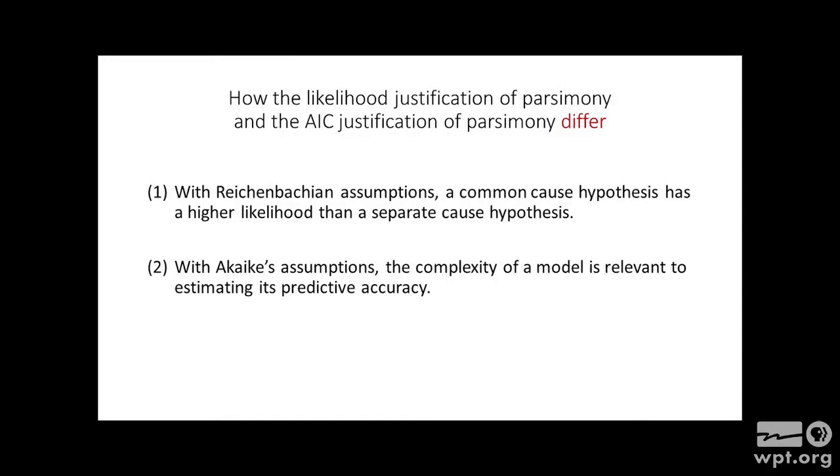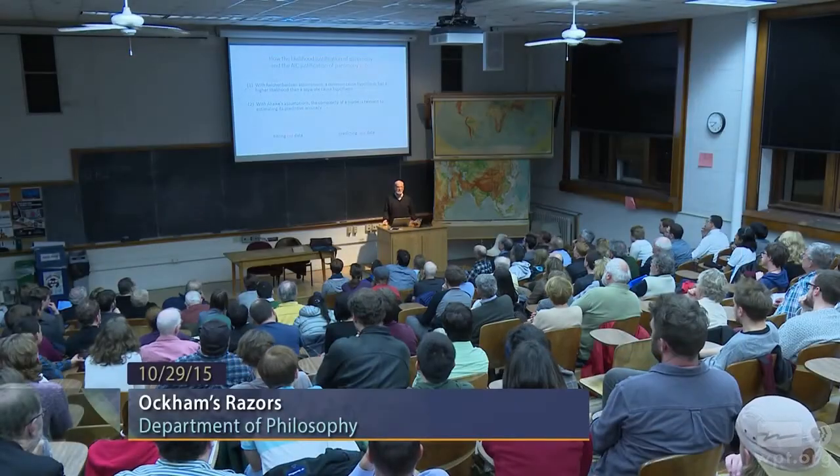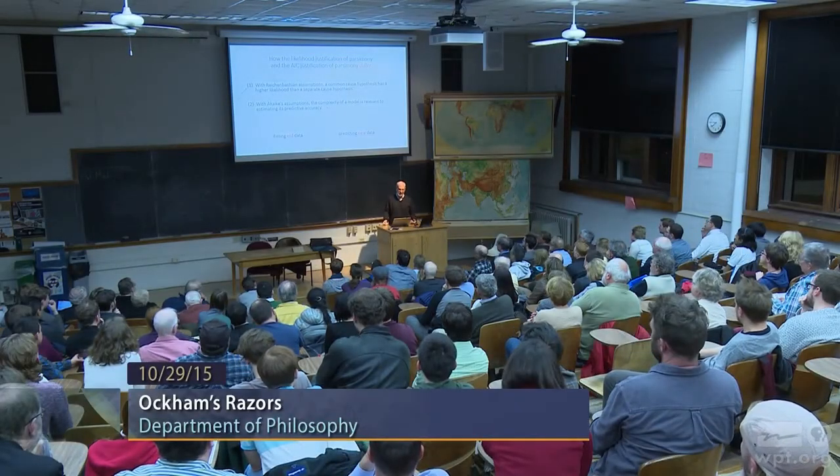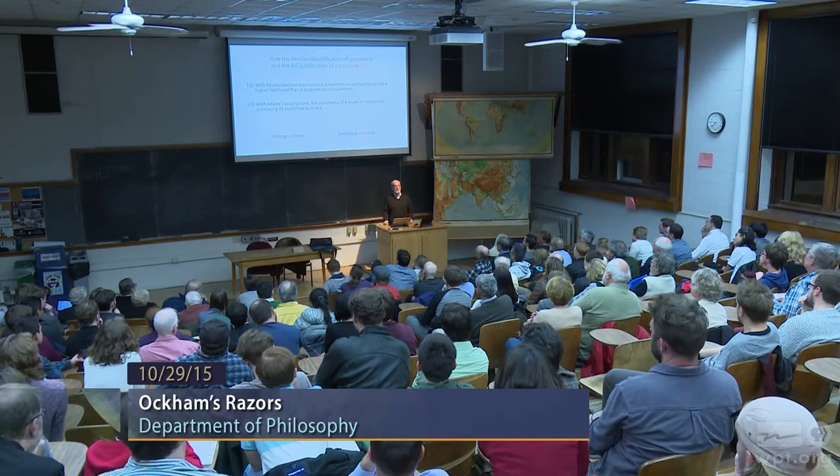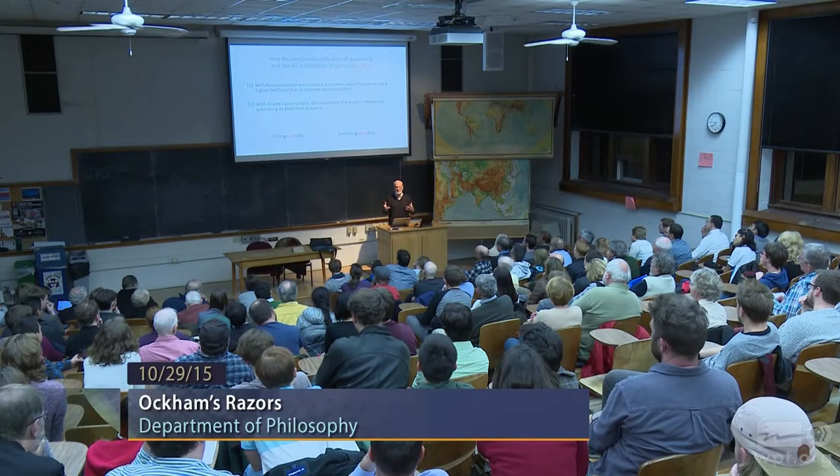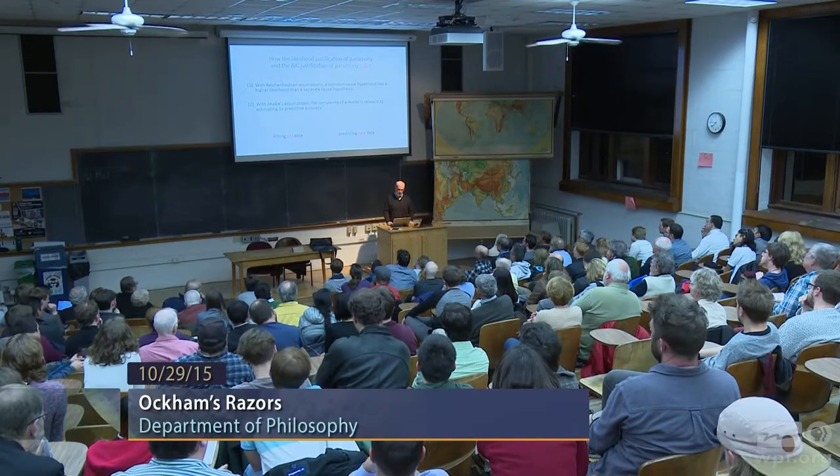How do they differ? Well, we have likelihood being the story that's going on in the Reichenbach common cause, separate cause thing, whereas in the AIC thing, we've got the complexity of a model being relevant to estimating predictive accuracy. But here's a way to crystallize how they're really about different things. Reichenbach's framework is all about which hypothesis, the common cause or the separate cause hypothesis, fits the data you actually have in front of you. It's about fitting old data. That's what this likelihood comparison is about. Whereas AIC is all about predicting new data. So the whole problem that's being addressed is different between these two frameworks.